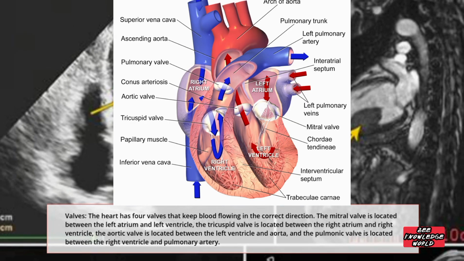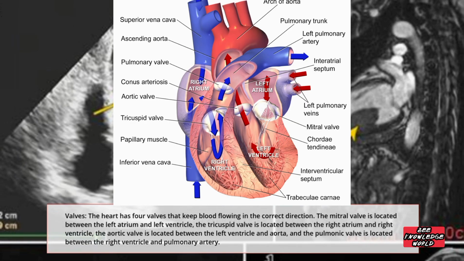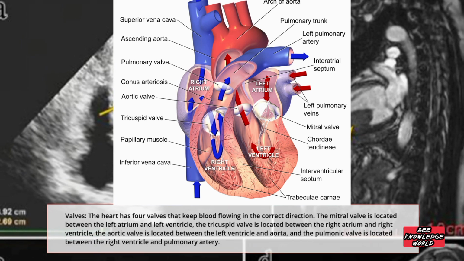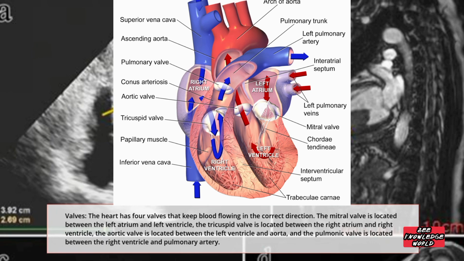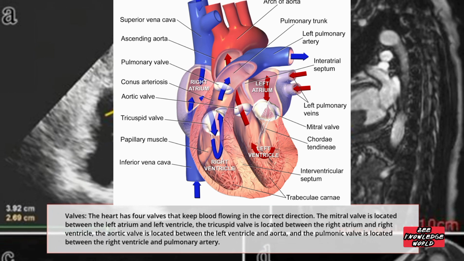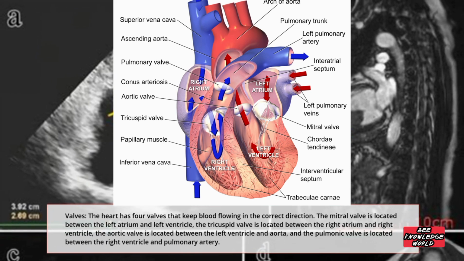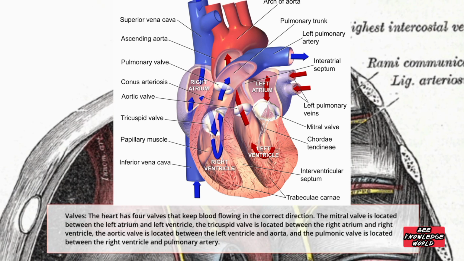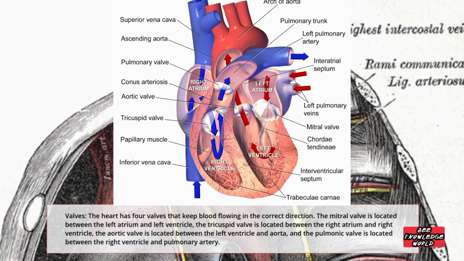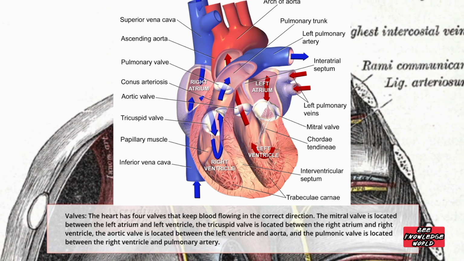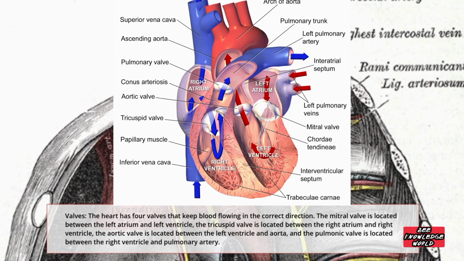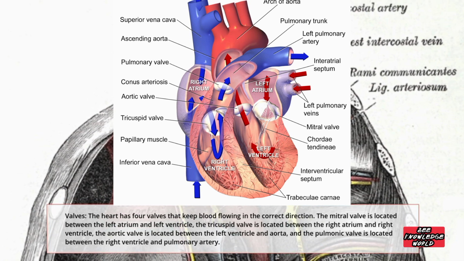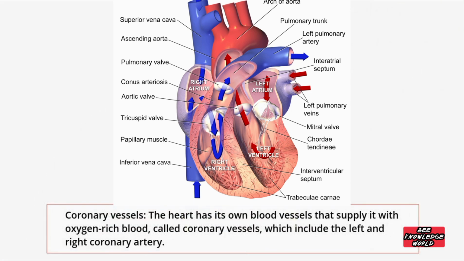The heart has 4 valves that keep blood flowing in the correct direction. The mitral valve is located between the left atrium and left ventricle. The tricuspid valve is located between the right atrium and right ventricle. The aortic valve is located between the left ventricle and aorta, and the pulmonic valve is located between the right ventricle and pulmonary artery.